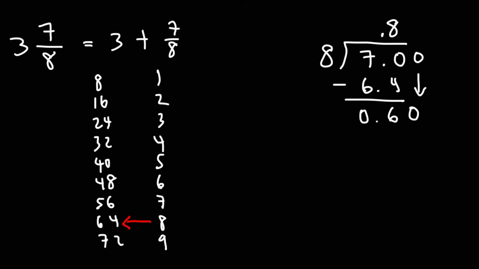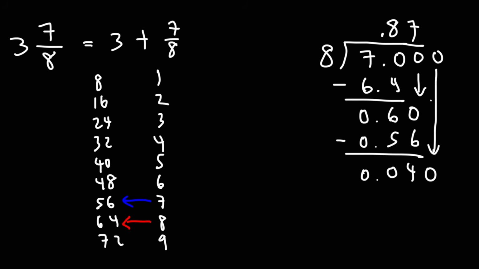Now let's bring down a 0. How many times does 8 go into 60? The highest multiple of 8 under 60 is 56. So we could say 8 goes into 60 7 times. 8 times 0.07, that's going to be 0.56. And now we can subtract 60 by 56. We're going to get 4. And then let's bring down another 0. 8 goes into 40 5 times. And now we have a remainder of 0.